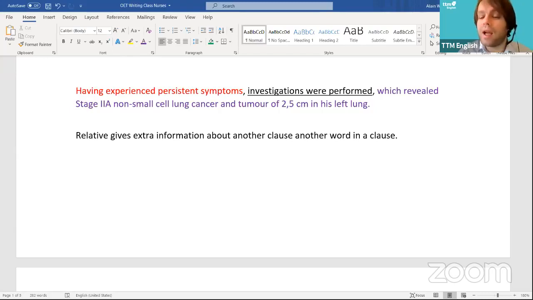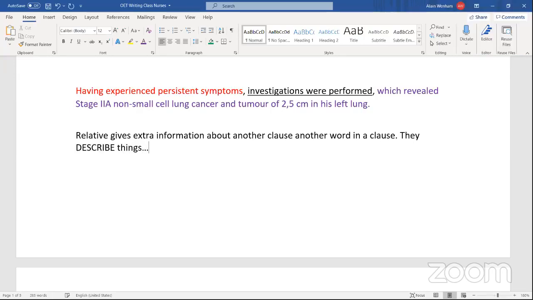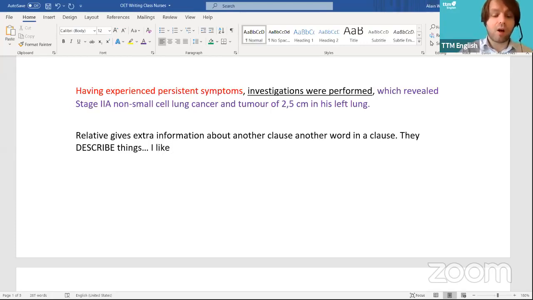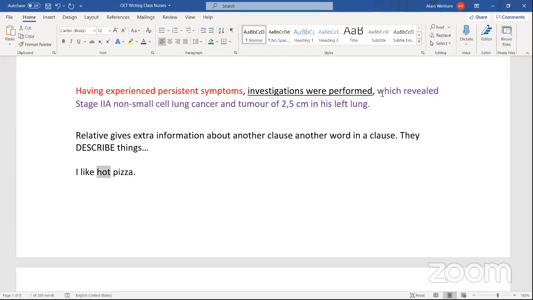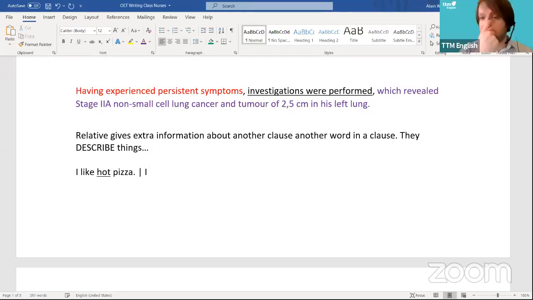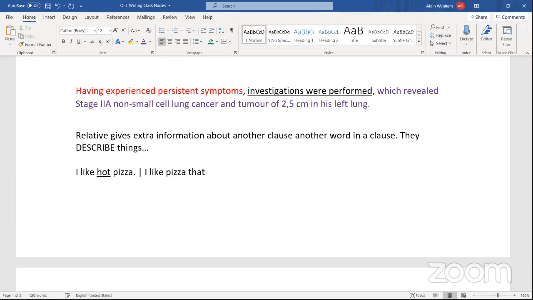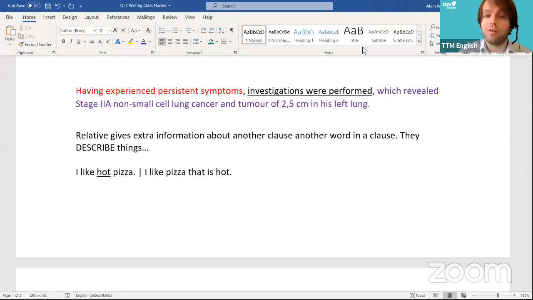So in another way, I like to think of them as kind of describing. They describe, don't you agree, Neshka? Yeah. They describe things, and you can make very silly ones. Like I always say, I like pizza. I like hot pizza, right? What type of word is hot? Everyone, hot is a... Adjective. Good, and what do adjectives do? Describe. Right now, I can make a relative clause as well. I can say I like pizza, which is delicious, or that is delicious. I can also just say that is hot, right?